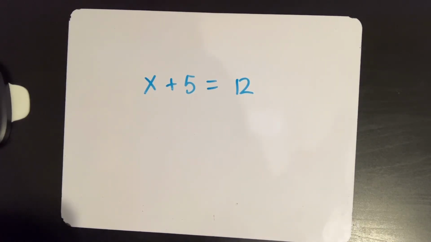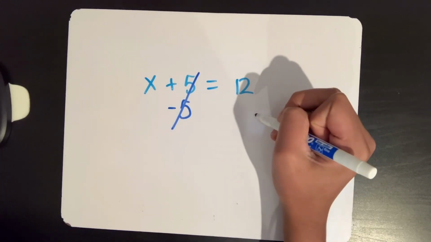First up, one-step equations. A one-step equation means you only need one move to solve. Our equation is x plus 5 equals 12. Just subtract 5 from both sides. Remember, do the opposite operation, also known as the inverse, to get the variable by itself.